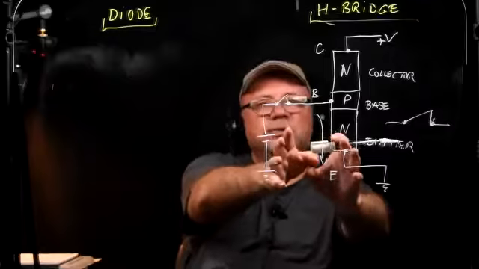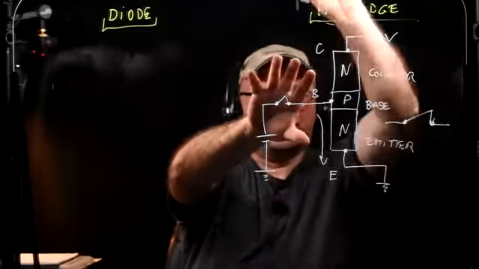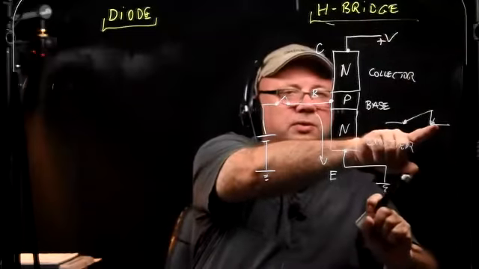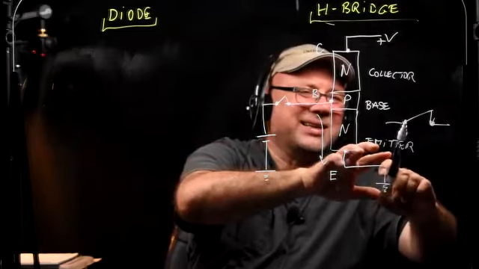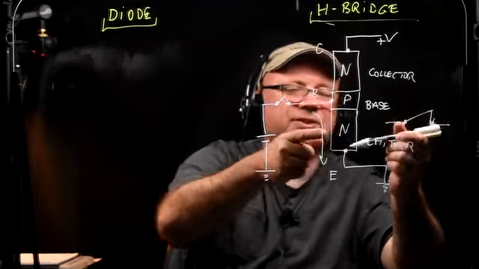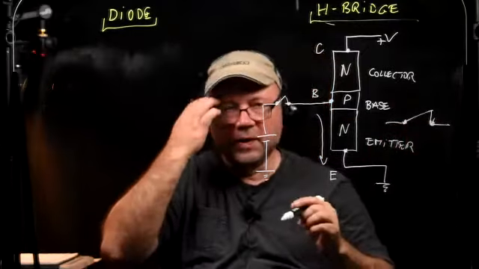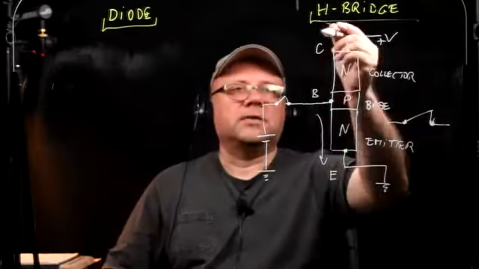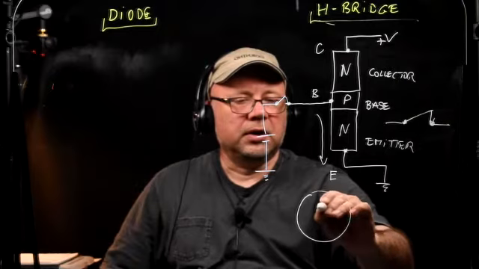But you can also use that as a switch. You can bias it in such a way that you get a full current going. So that's just the switch closed. Now it's not really a true representation of a switch because you have a little bit of voltage loss here, but it's so insignificant that sometimes you can just consider it a closed switch. Now, the symbol of a transistor is like this.